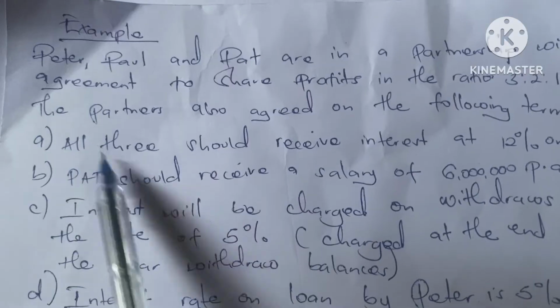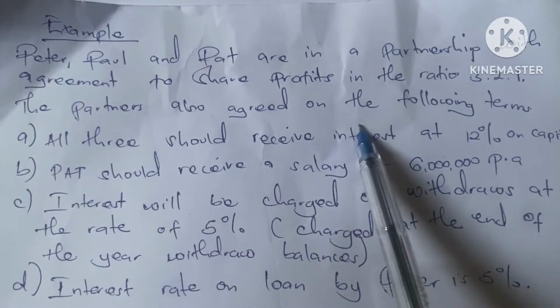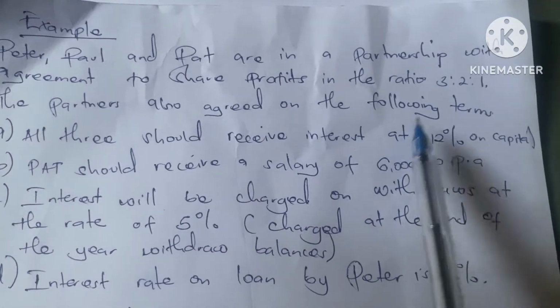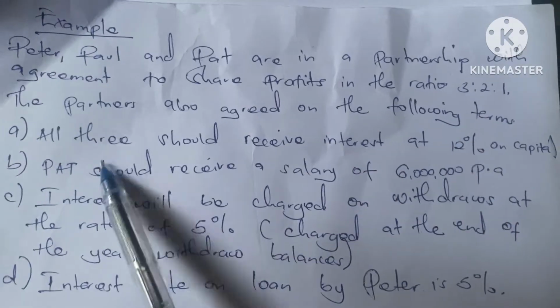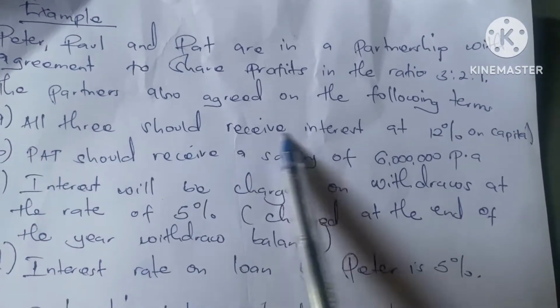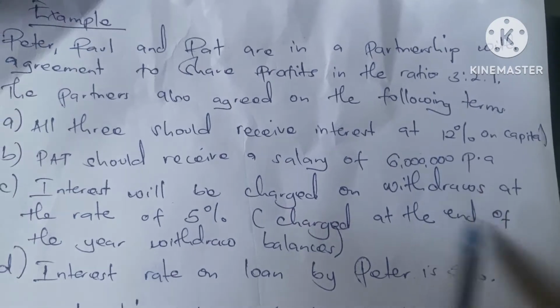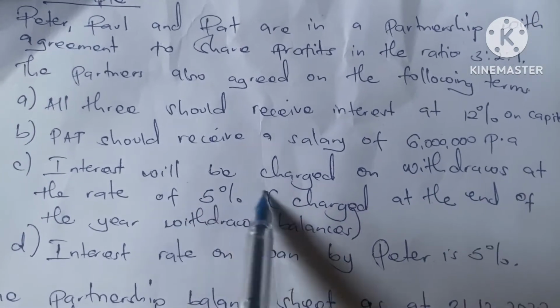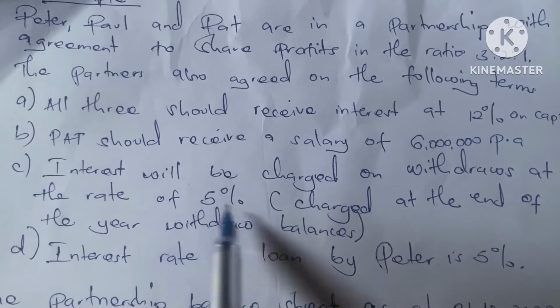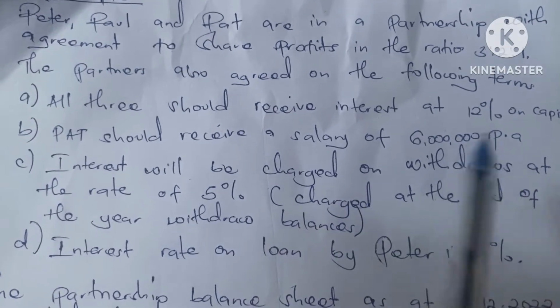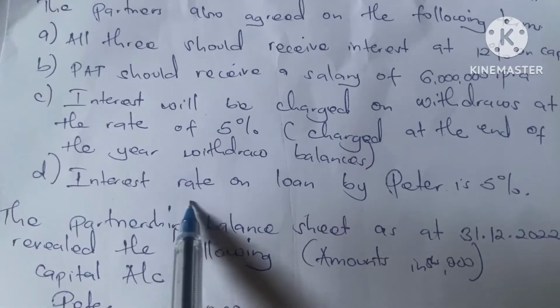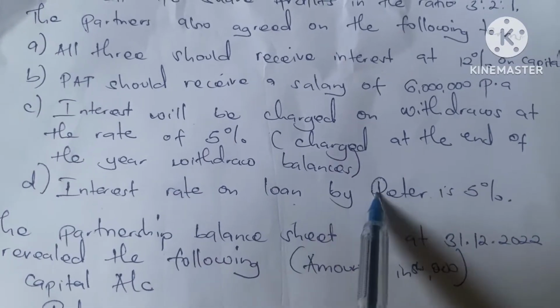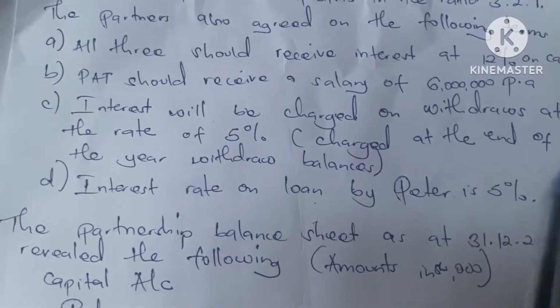First, all three should receive interest at 12% on capital. Then Pat should receive a salary of 6M per annum. Then interest will be charged on withdrawals at a rate of 5%. It is charged on the year-end withdrawal balances. Then the interest rate on the loan by Peter is 5%.